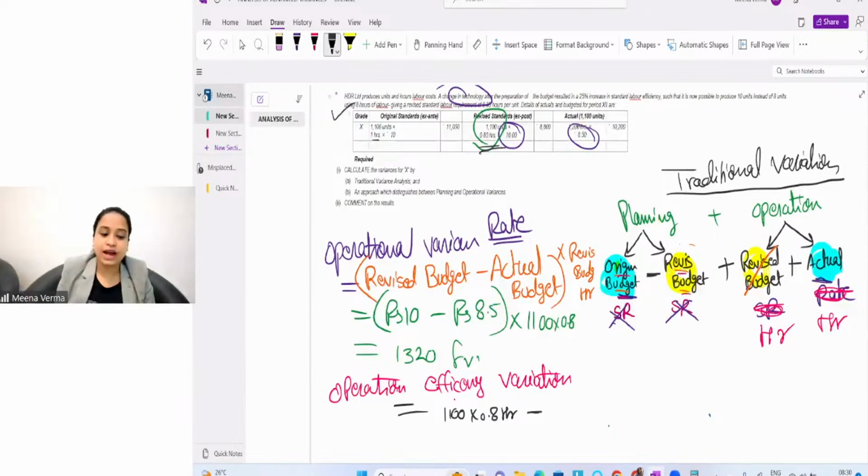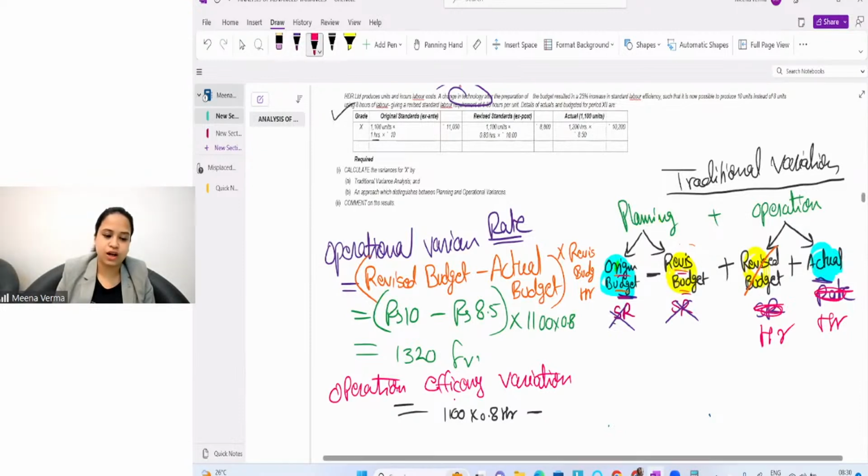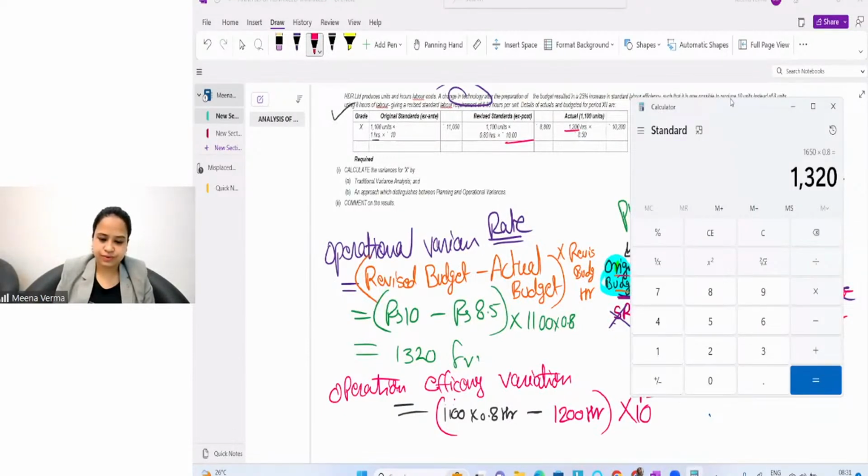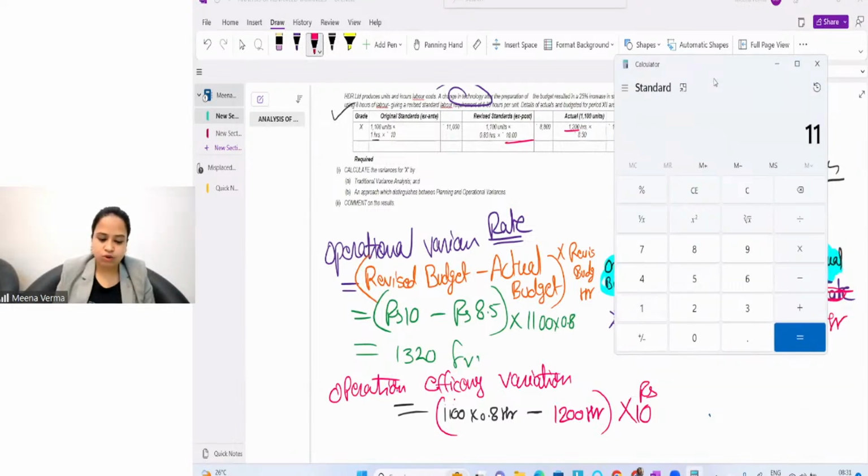Then what was my actual hour? 1200. You can see here 1200 is my actual hour. So 1200 hours. Okay. Into what? Into the revised budgeted rate, 10. Solve it, you will get the answer. And if you have any doubt, please ask me your doubt. This is unfavorable.